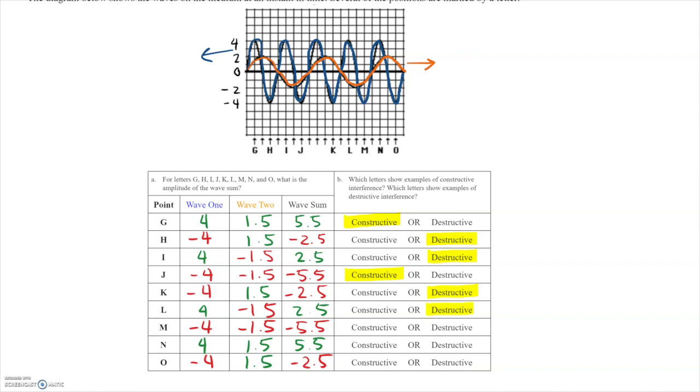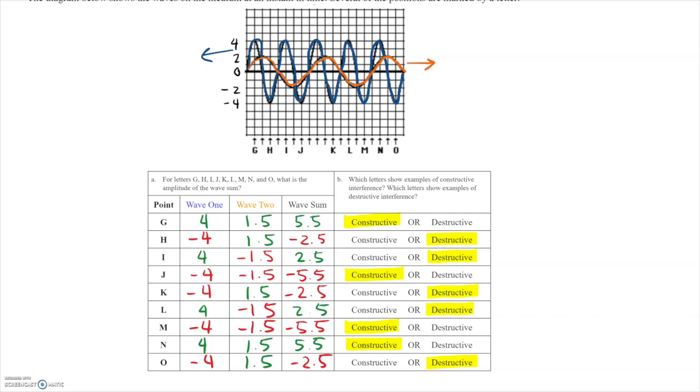For M, they are both red, they're both in the same direction, that is constructive interference. For N, they are both green, they're both in the positive, that is constructive interference. And for O, because they're in opposite directions, one is red and one is green, that is destructive interference. So as you can see, the examples of constructive interference would be letters G, J, M, and N, and the examples of destructive interference would be letters H, I, K, L, and O.